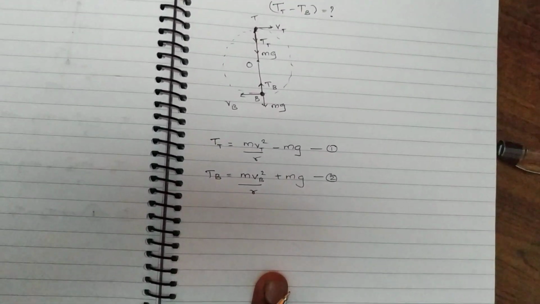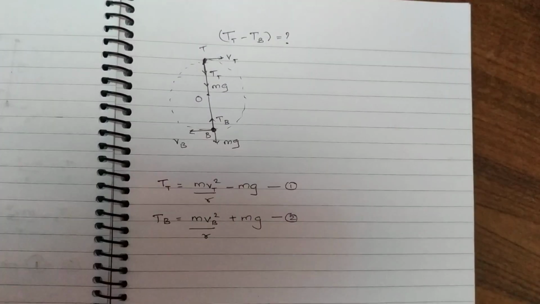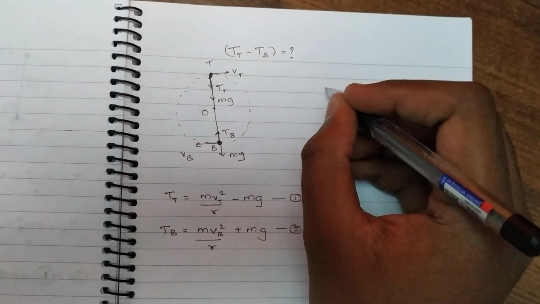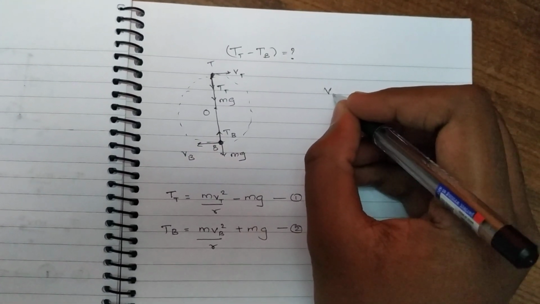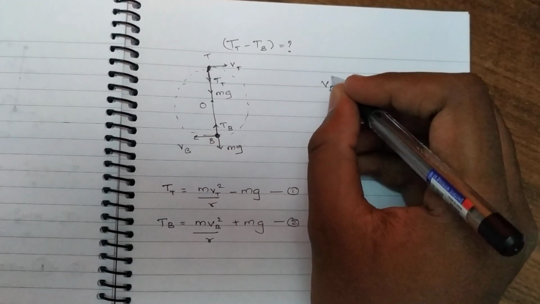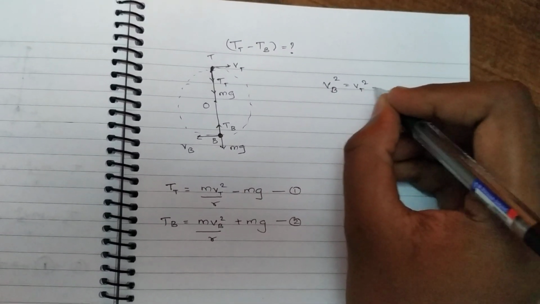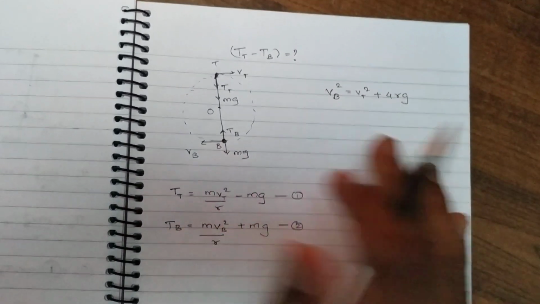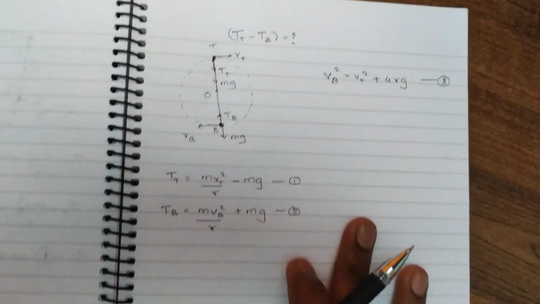Apart from these two equations, we had derived one more equation: the velocity at bottom is greater than the velocity at top, that is Vb square will be equal to Vt square plus 4rg. This expression was derived in our previous video. Let me call this equation number 3.